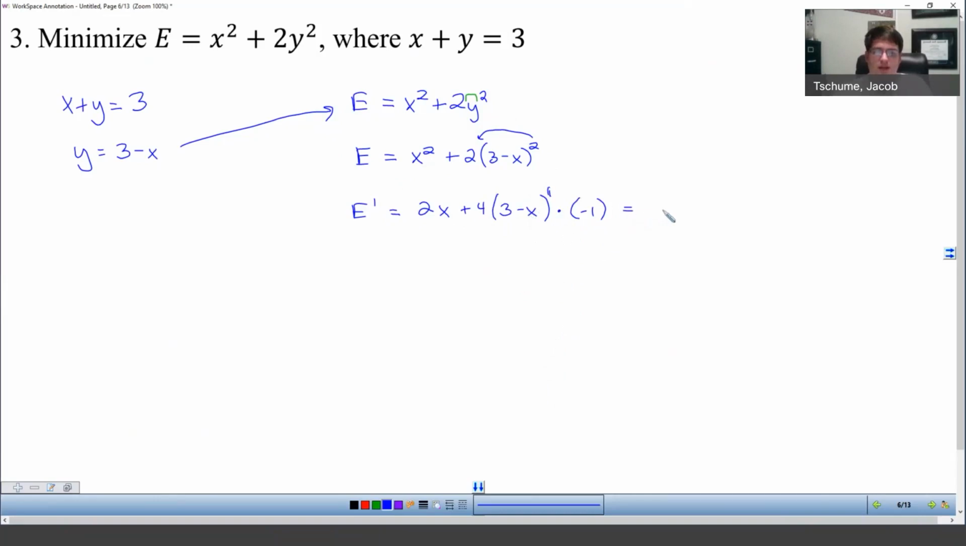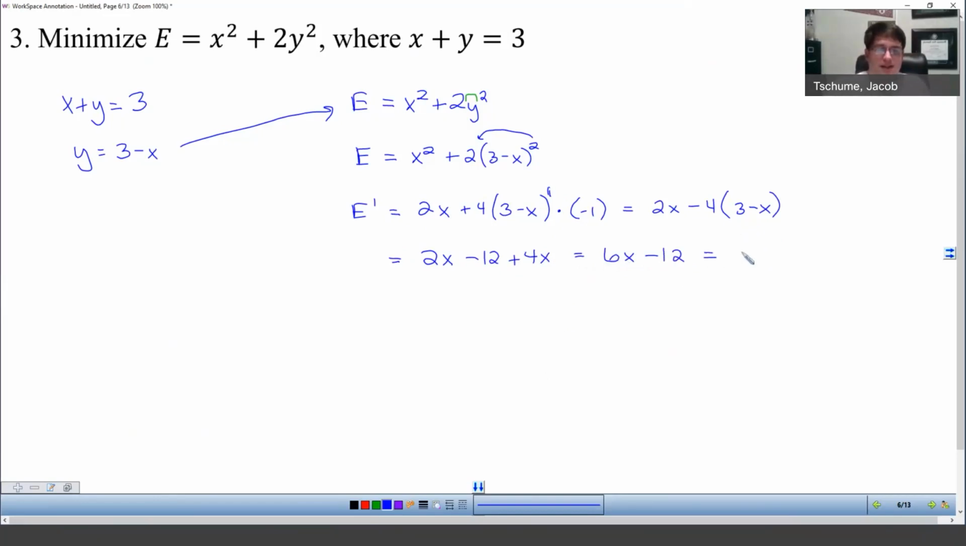Got a little bit of cleaning up to do here. So this would be 2x. 4 times negative 1 makes that a negative 4 times 3 minus x. So this comes out to be 2x minus 12 plus 4x, which when all is said and done and I put everything together, I get 6x minus 12 as my e prime function.